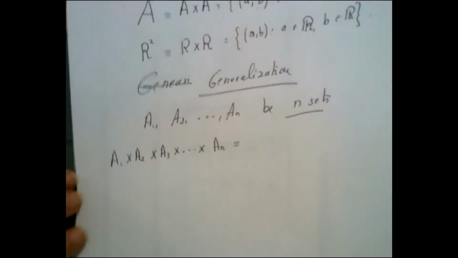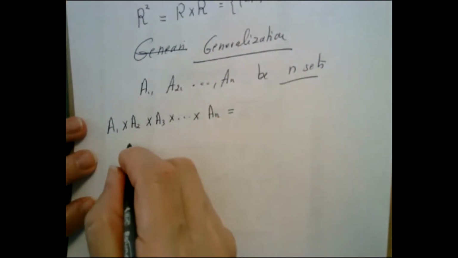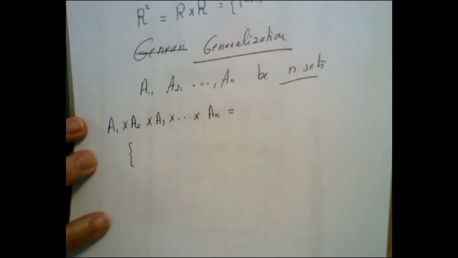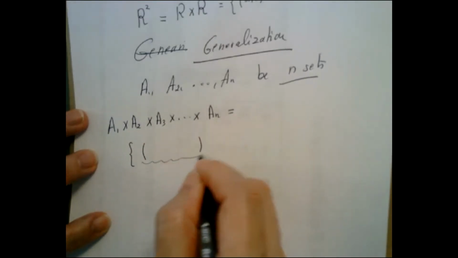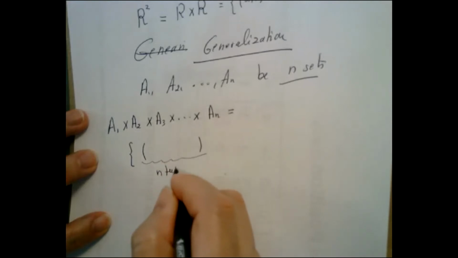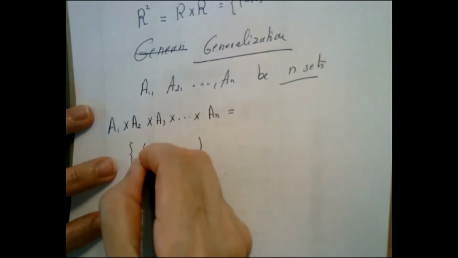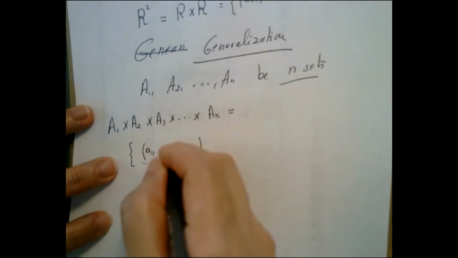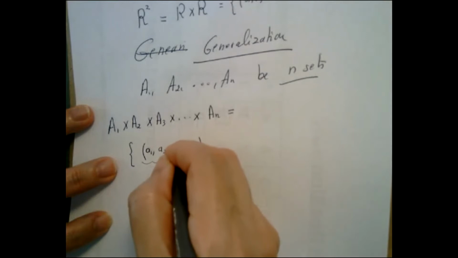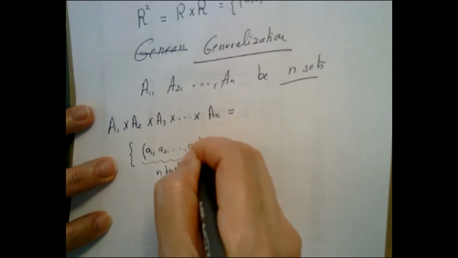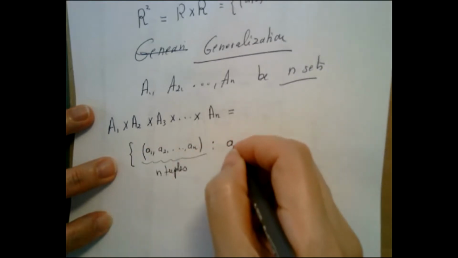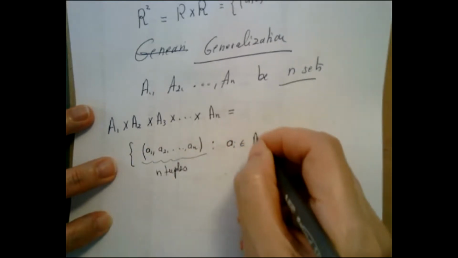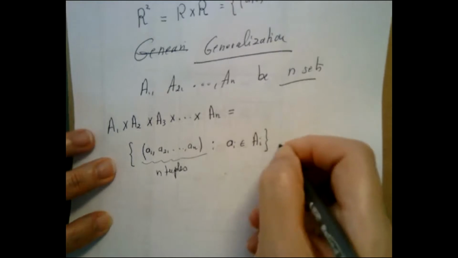So how are we going to define this? In the most natural way. It's a set whose elements we usually call n-tuples. It means elements have the form (a sub 1, a sub 2, etc., a sub n), where each one of those a sub i belongs to the corresponding set.